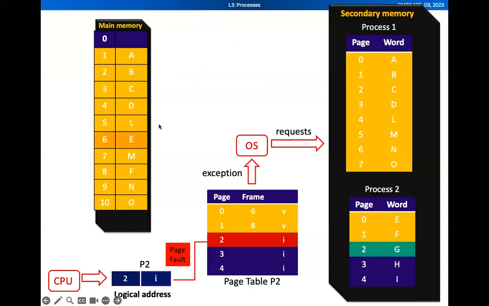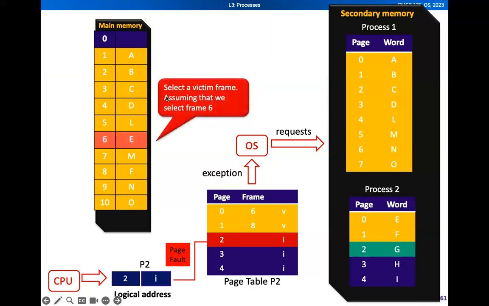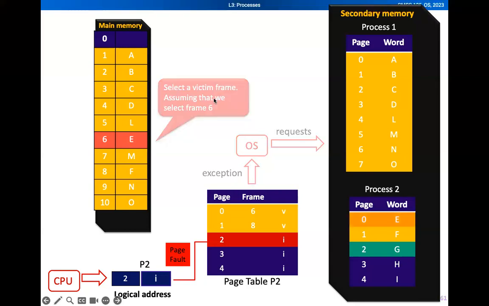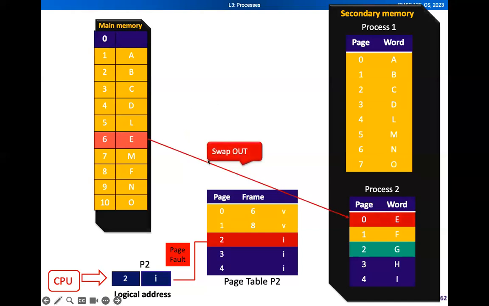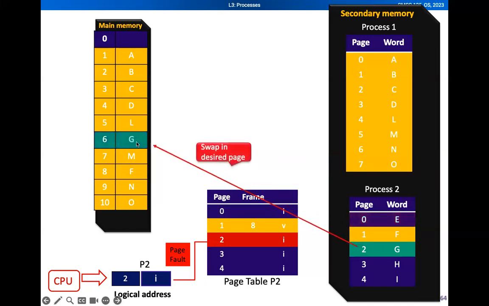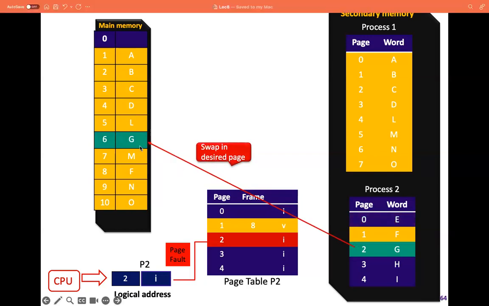One particular thing that we can do is a replacement. We select a certain frame. Assuming that frame 6 was selected, it's called the victim frame, and we swap it out from the main memory. Now we have an available hole in the main memory, and the desired page will be loaded, or swapped in, into the main memory.